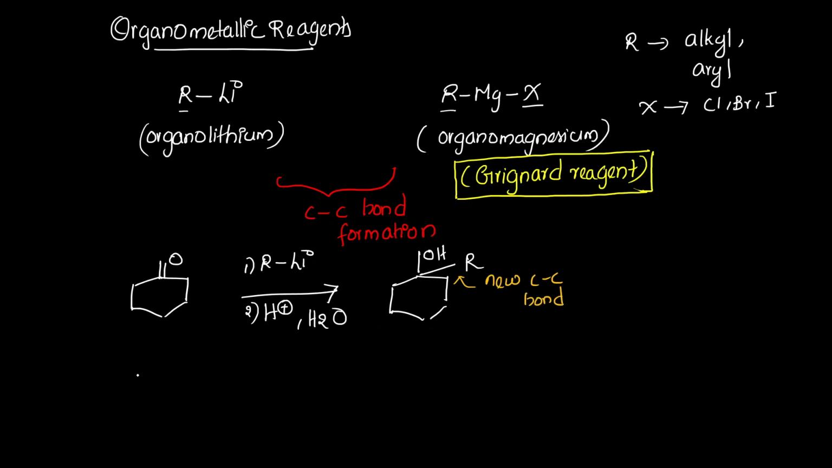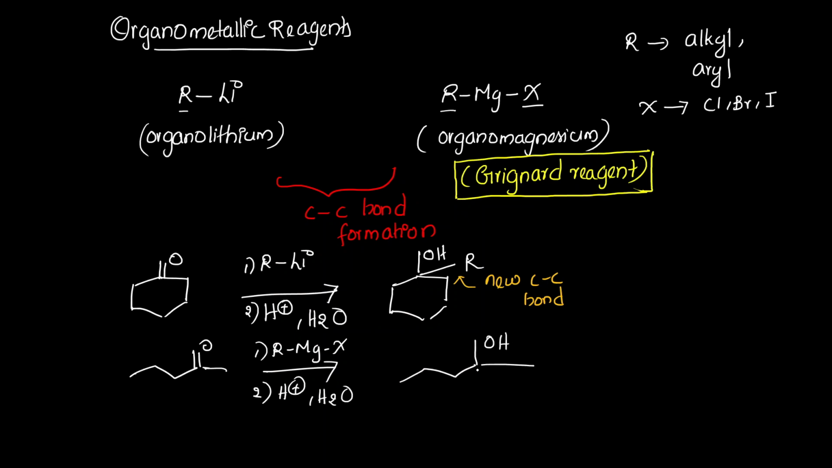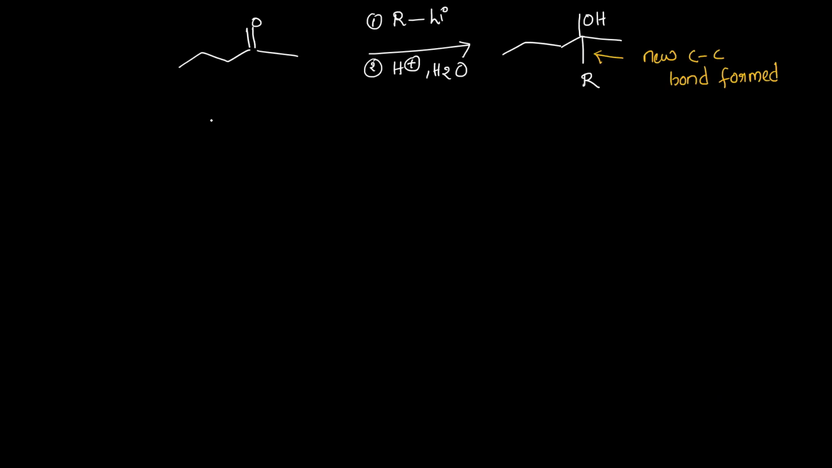The same reaction we can also carry out with the Grignard reagent. So you use the RMgX and later you add the water. So you will generate the corresponding alcohol with a new carbon-carbon bond. So this is the new carbon-carbon bond. Now let's understand how this organolithium or organomagnesium reagent will generate a new carbon-carbon bond.